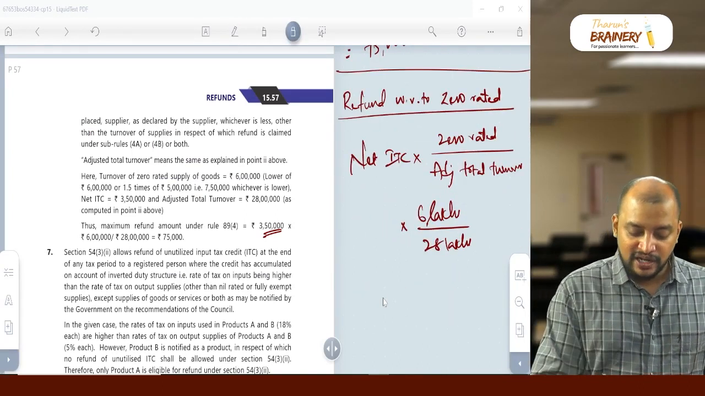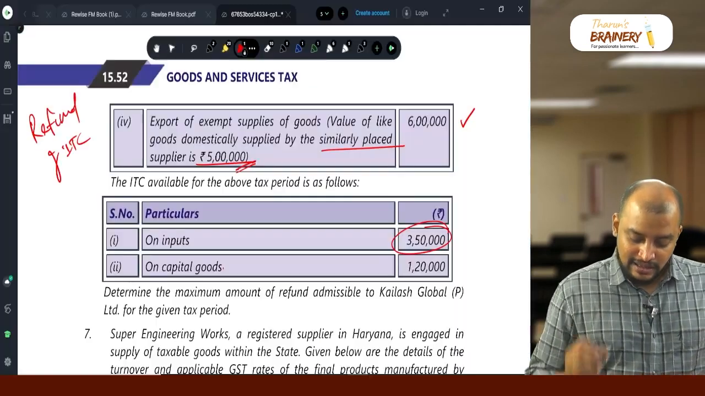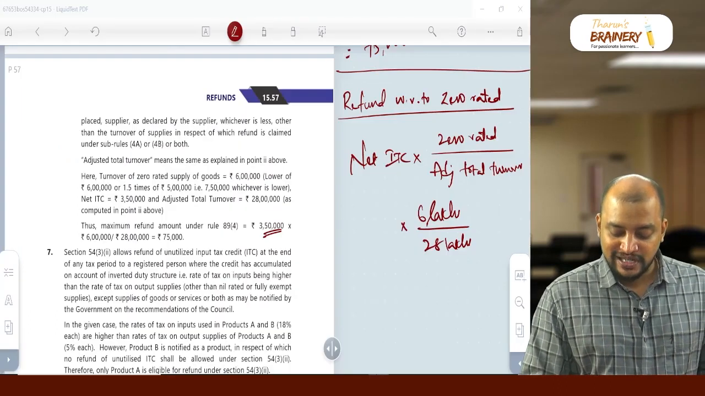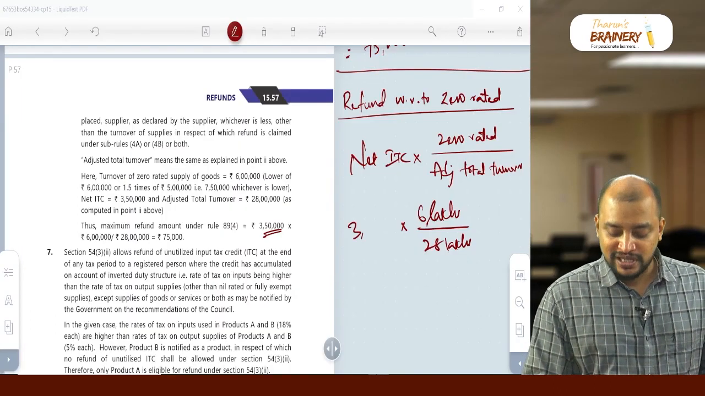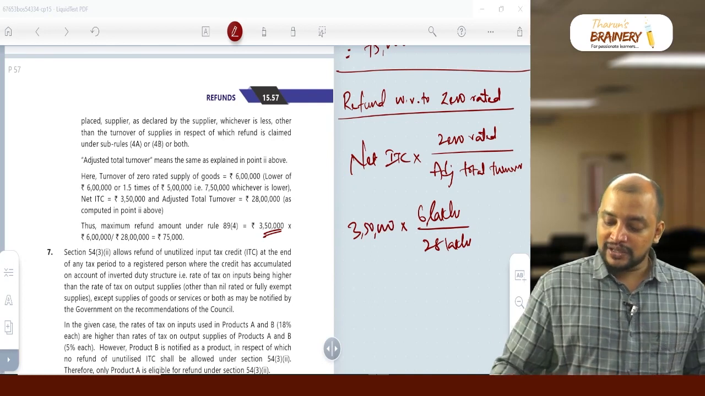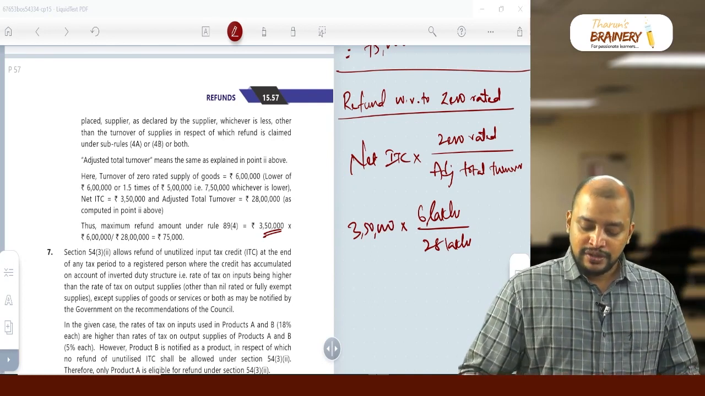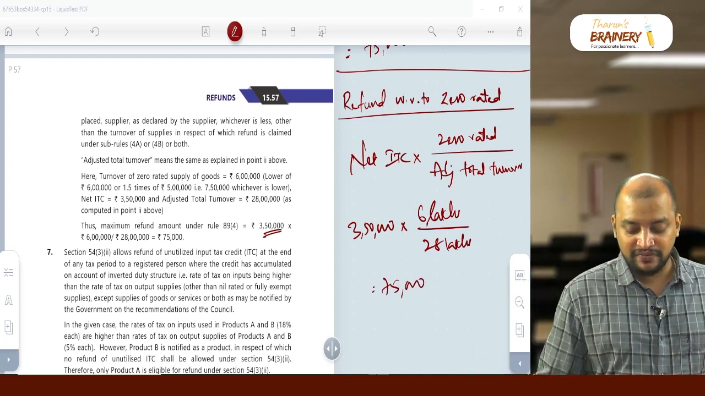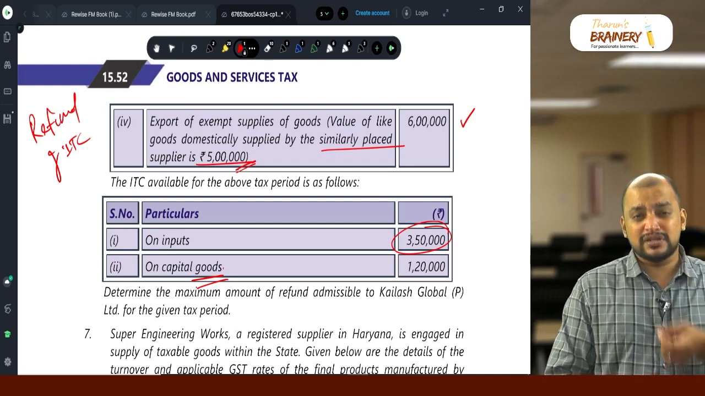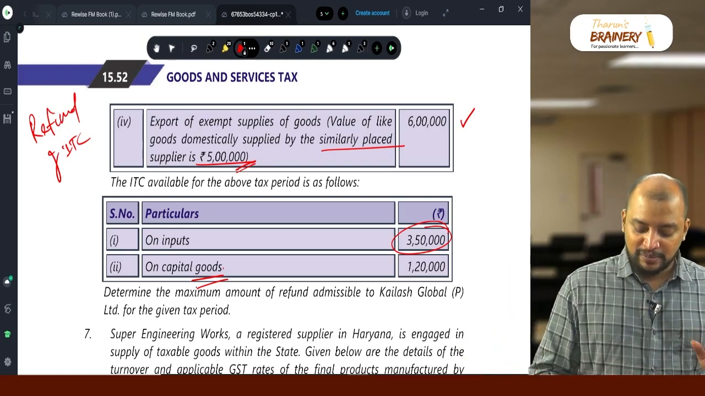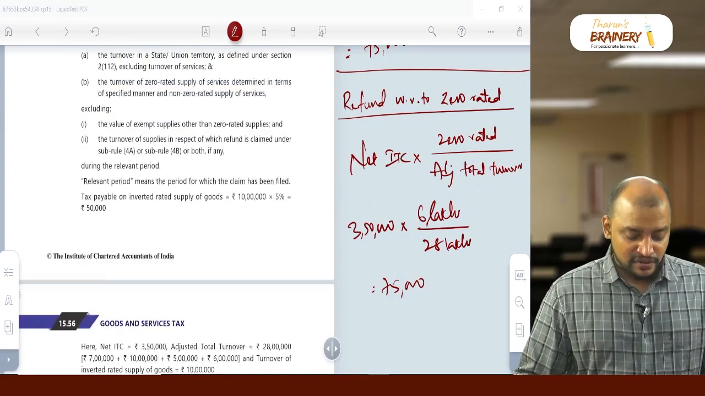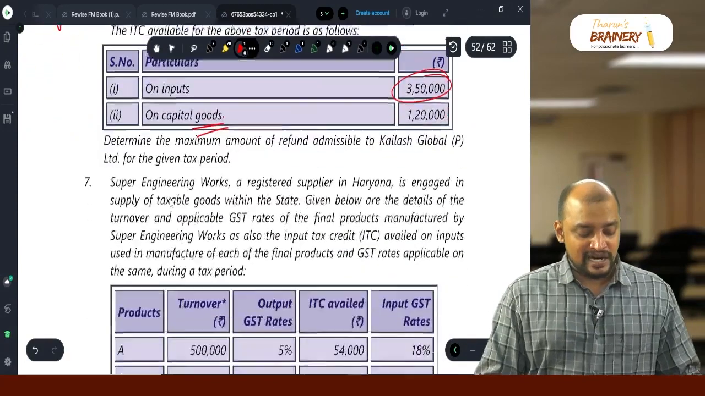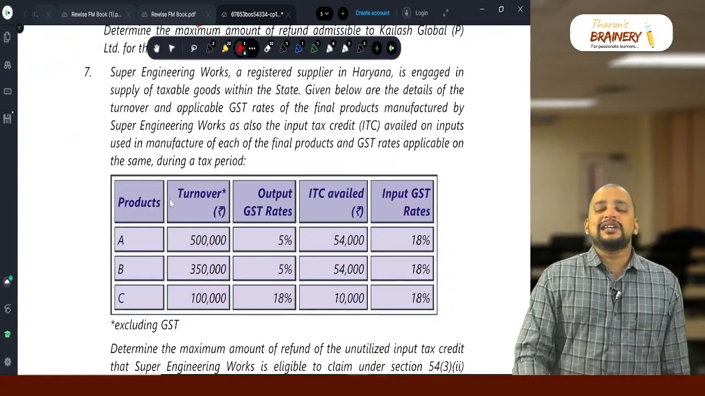I thought that 1,20,000 is input services, but that 1,20,000 is capital goods. So, inputs and input services is 3,50,000 only. So, 3,50,000 into 6 divided by 28, that will be 75,000. 75,000 will be taken. Suppose if it is input service, we will take that, but except capital goods. So, 75,000 is the other refund. This is how we need to calculate the refund on account of unutilized ITC.